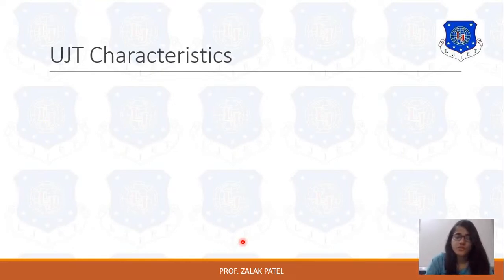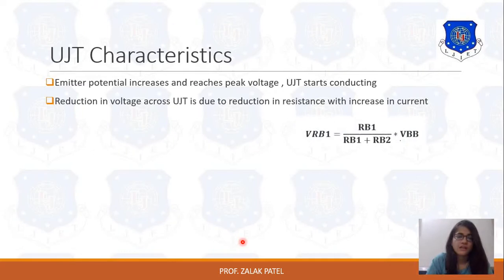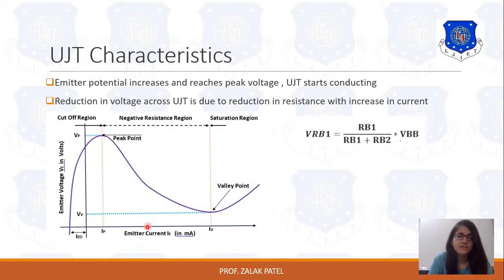UJT characteristic is mainly the current versus voltage characteristic. Here you can see in this figure, the emitter voltage versus emitter current graph, VE versus IE, is shown. Initially when the emitter potential increases, the current also increases. This increase takes place in the conduction region. Now when the conduction happens, for this you have to consider the voltage across the first base diode and the voltage across the second base diode.